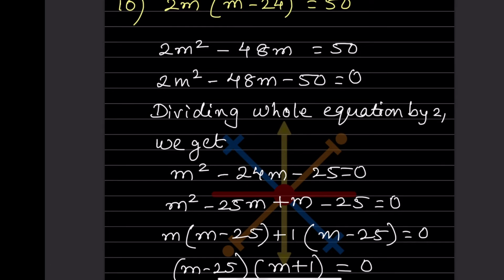So now we can see the coefficients now 2, 48 and 50. So these are divisible by 2. So we can make it smaller. Even if you keep the same, you are going to get the same answer. Let us make it smaller. So what is that? In this step, dividing the whole equation by 2 we get, if you are dividing this by 2, you get just m square. You get 24 and here you get 25.